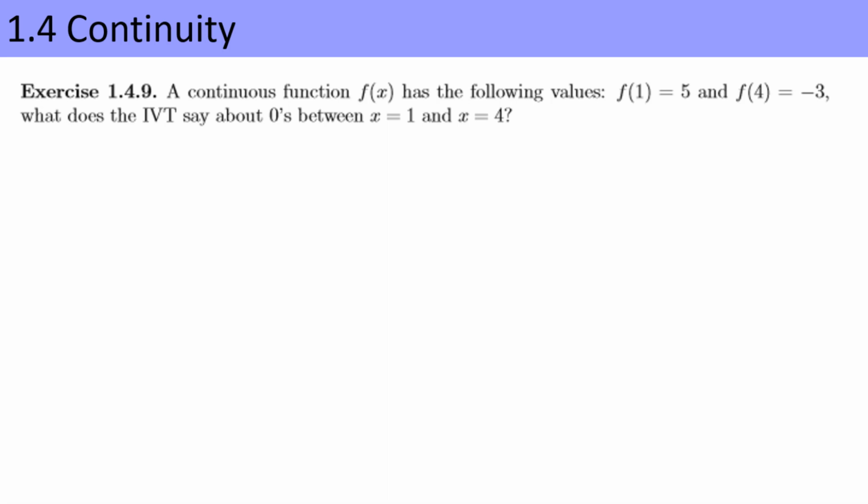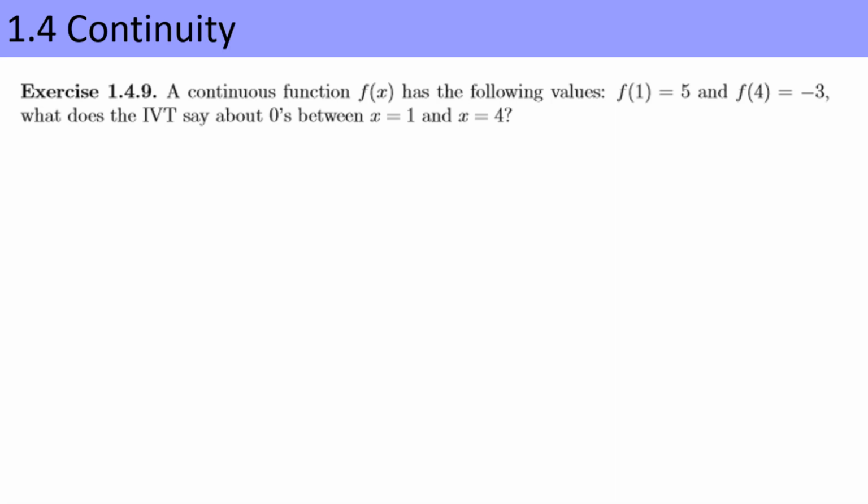Example 1.4.9. A continuous function f of x has the following values. f of 1 equals 5 and f of 4 equals -3. What does the intermediate value theorem say about zeros between the values of x equals 1 and x equals 4?